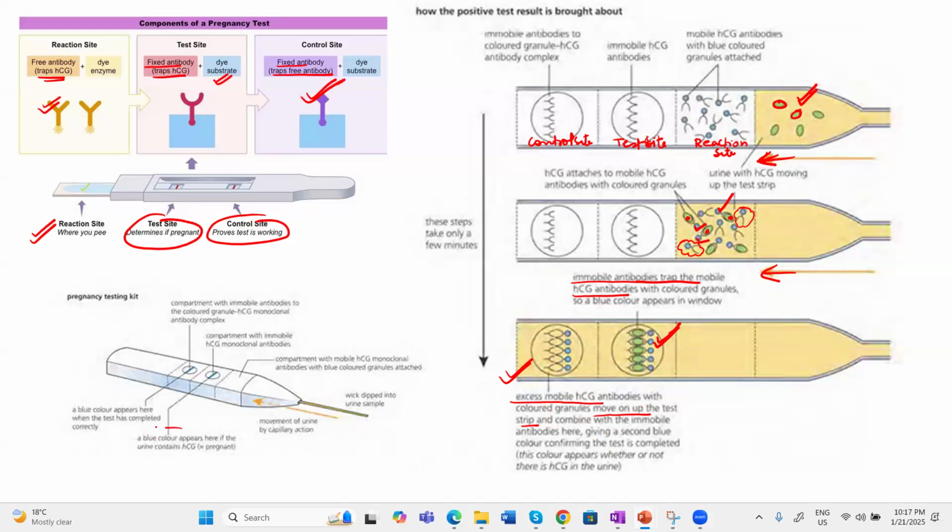Now, if blue color comes first here, in this case, it means HCG is there. It means pregnancy is confirmed. And if blue color comes here as well, this tells us that yes, the kit is correct. The kit is working properly. Is it clear? And here in the reaction site you have loaded mobile HCG monoclonal antibodies with blue colored granules, meaning dye attached.